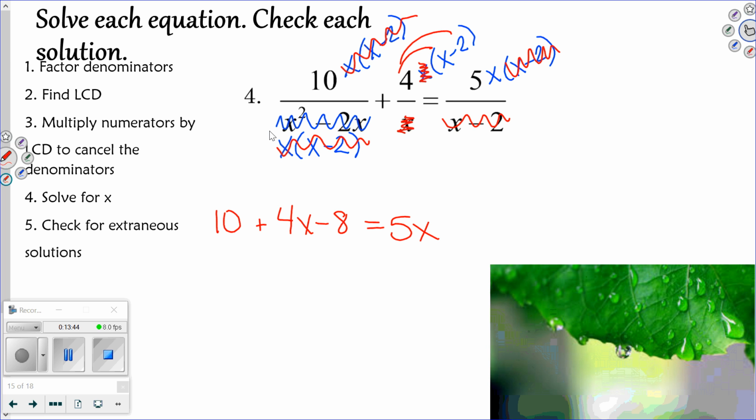See, isn't it fun to cancel out? Makes you feel like you really did something. Because then you look where we're at compared to where we started. It's almost ridiculous how much easier that looks.